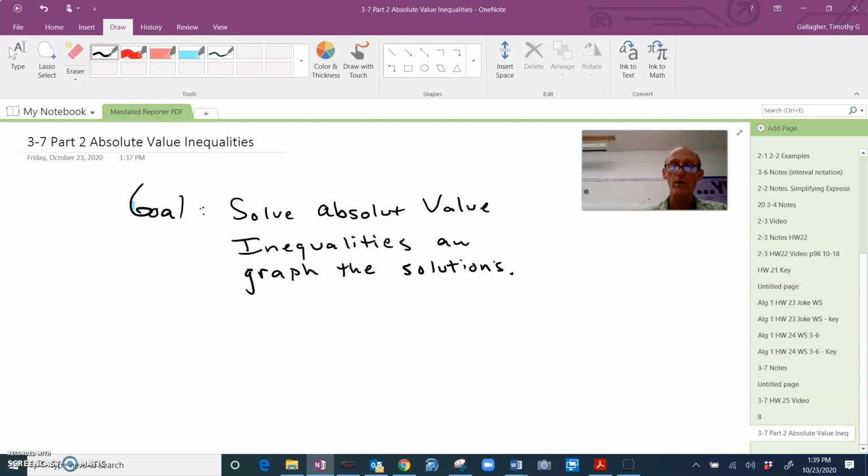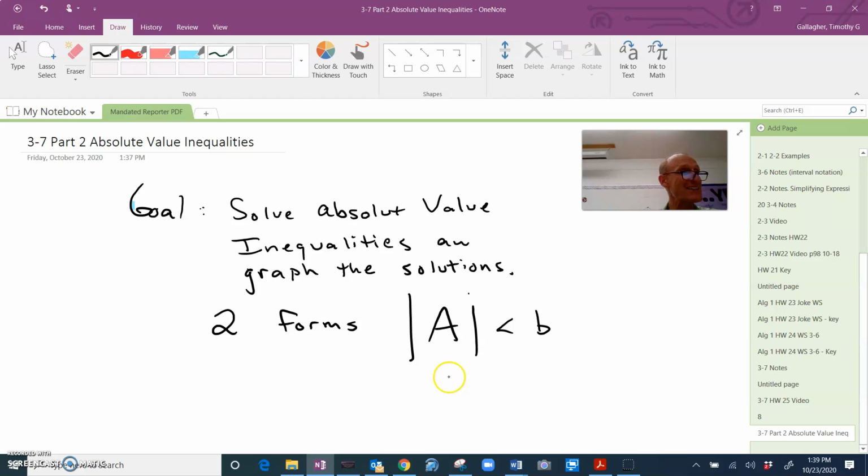So absolute value inequalities are really hard, but you can do them. They are in two forms, okay? One of them is the absolute value of A is less than B. So the less than sign. What this means is the absolute value number is smaller than, so it squeezes the number in there. It squeezes all of the values that are smaller than the absolute value.